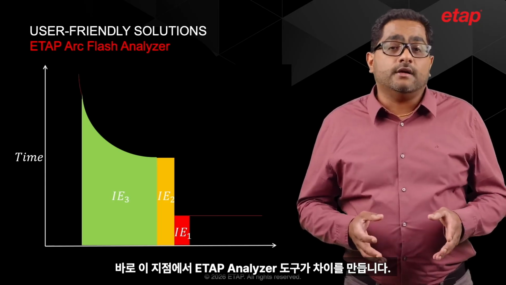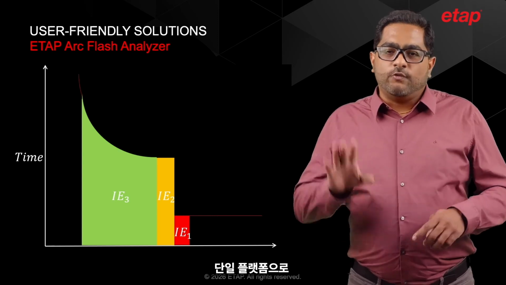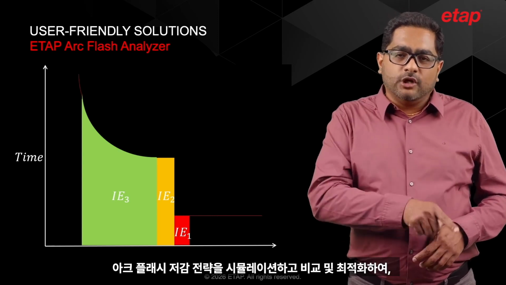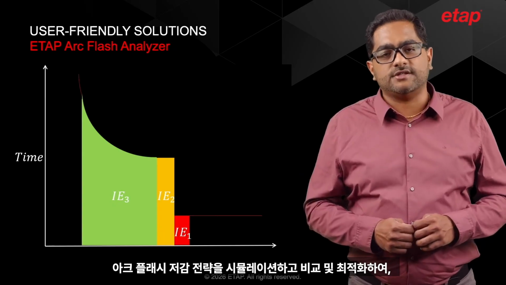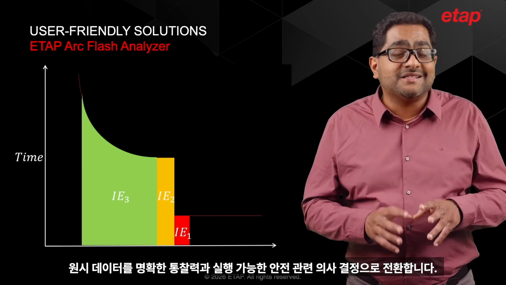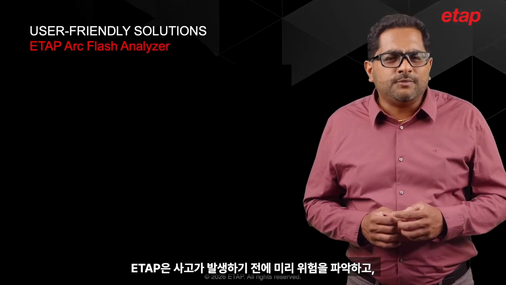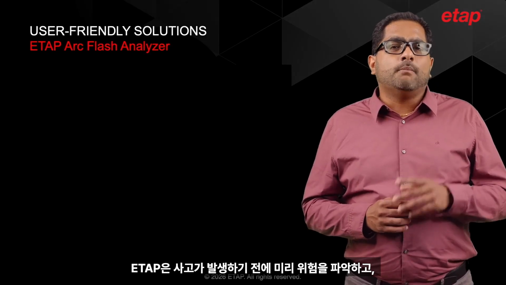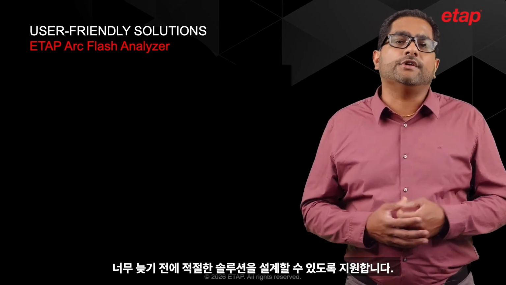And this is where the ETAP Analyzer tool makes the difference. With a single platform, you can simulate, compare, and optimize arc flash mitigation strategies, turning raw data into clear insights and actionable safety decisions. ETAP helps you see the danger before it happens and design the solution before it's too late.